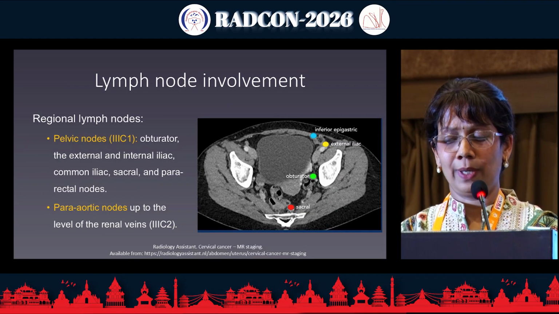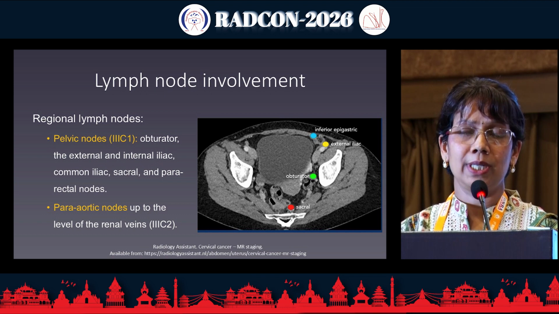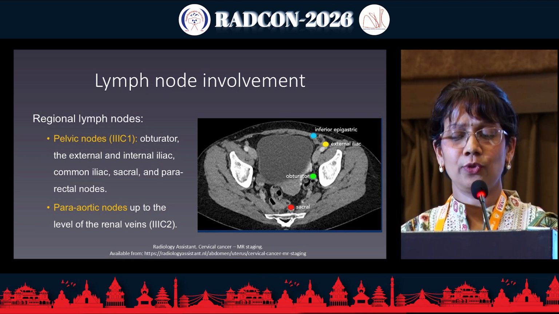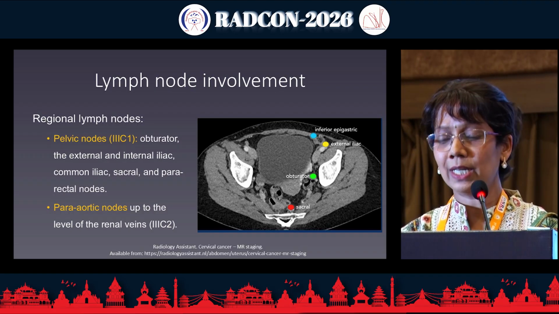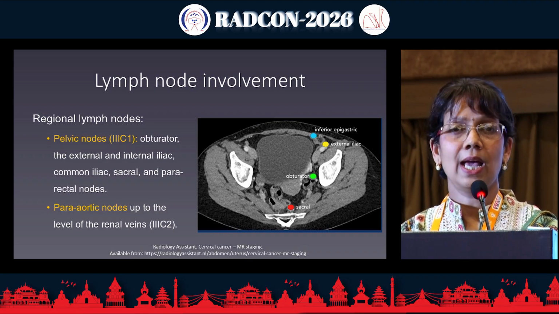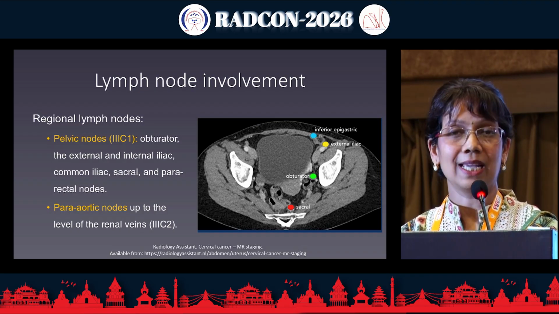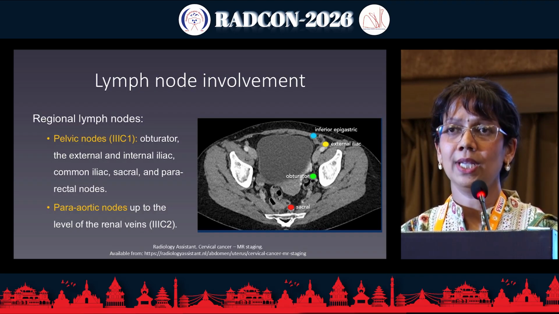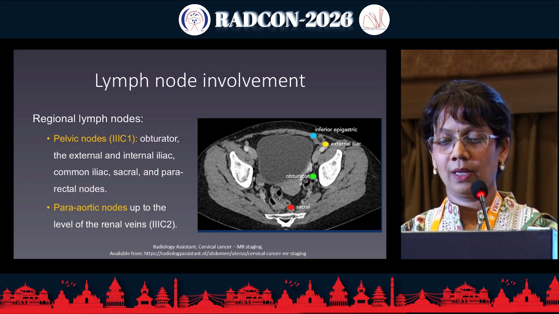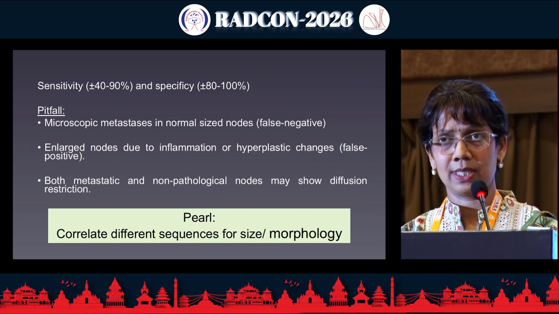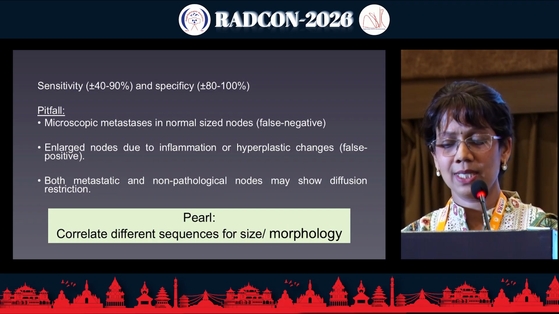Lymph nodal involvement is also included in the FIGO 2018 staging as 3C1 when it is only the pelvic lymph nodes which are involved, and para-aortic lymph nodes up to the level of the renal vein are categorized as stage 3C2. So MRI again has a high sensitivity and specificity, but it is not without pitfalls.